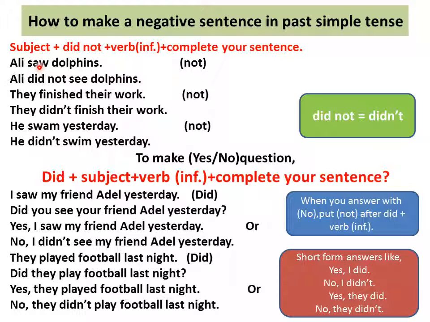The present is see, so the past is saw. If you want to use not, so it will be Ali, then didn't, did not. Ali didn't see dolphins. Because after didn't, you put the verb in infinitive.